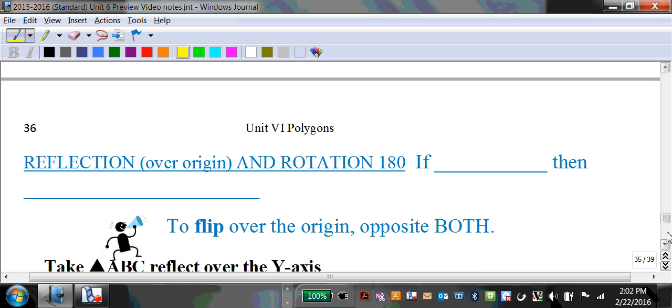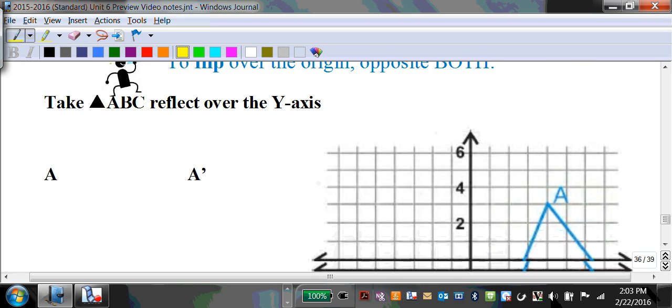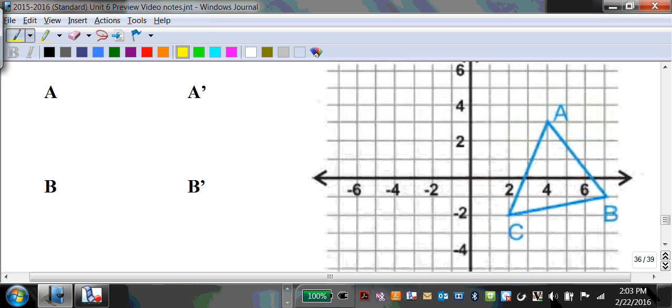Last motion, and one of the easiest. It's called reflection over the origin or rotate 180. Why is there an "and" here? I want you to see that this is honestly the same thing. Let me show you. Ready?